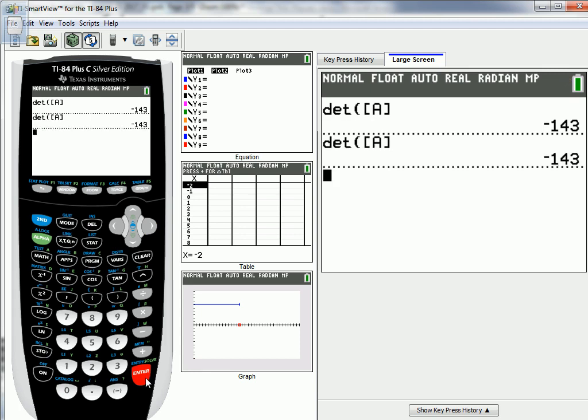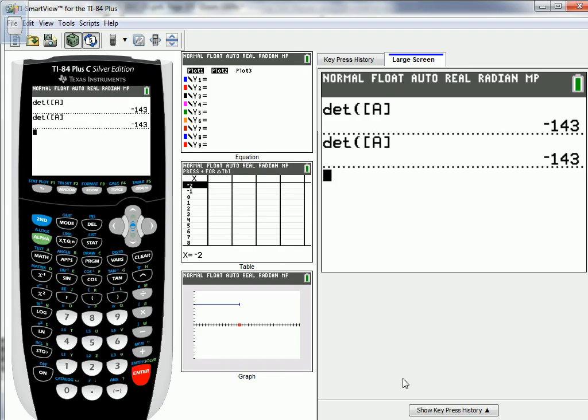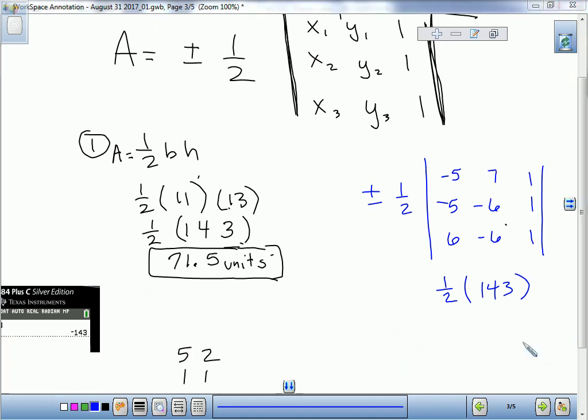I got positive 143. I did too. Why? Because you changed the row orders. What we got in this order should have been a positive 143, so we'd go with a positive 1/2. You'll notice the way I entered it second period, I did the rows differently, so I got a negative 143, so I chose the negative 1/2. But anyway, I get 71.5 square units.